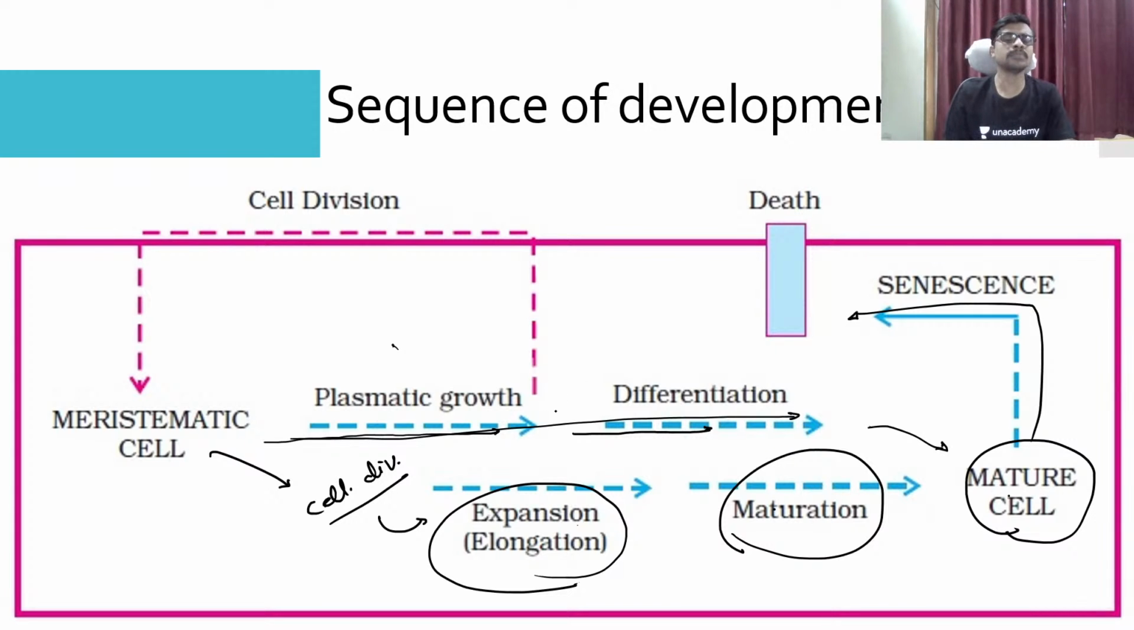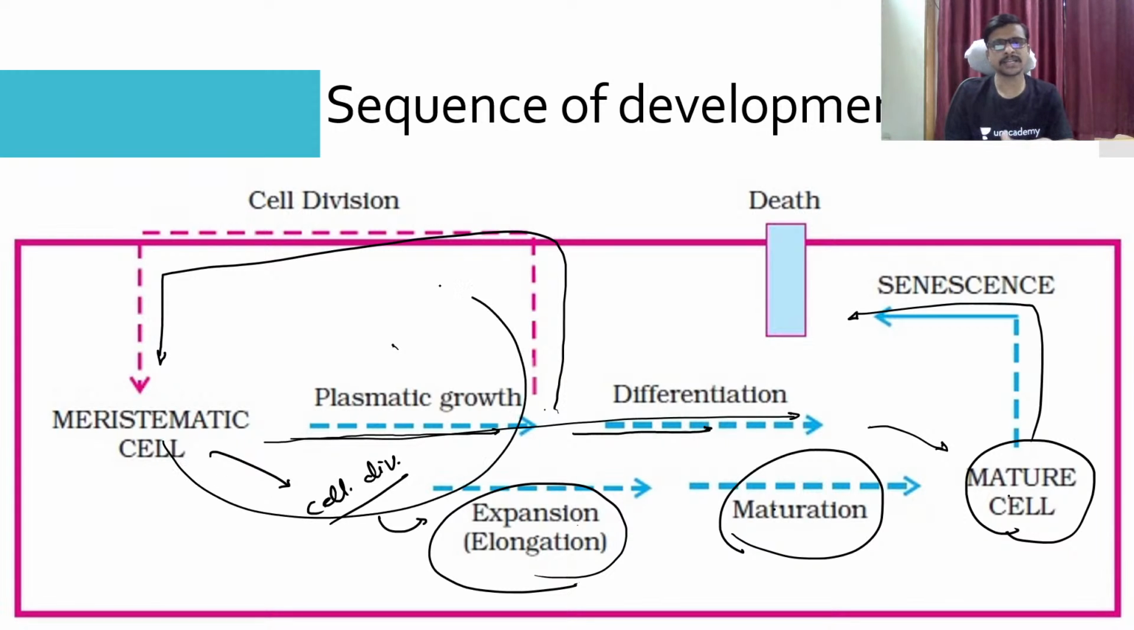and sometimes due to any reason or any problem, these plasmatic growth cells become meristematic again by cell division, and the cycle starts to increase the number of cells. Okay, आणि number of cells continue वाढत चालतात.